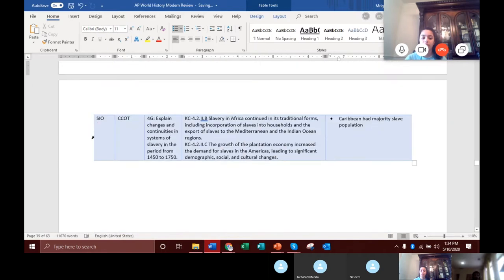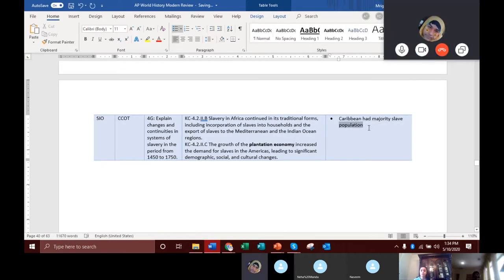Okay. And then for social interactions and organization, we're looking at slavery in Africa with traditional slavery, export to the Mediterranean. So we're still looking at slavery in Africa and the slave trade, the transatlantic slave trade and that kind of thing. But we're also looking at plantation economy in the Americas, which is important because we're looking at all these changes. And an important detail is that the Caribbean had a majority slave population.